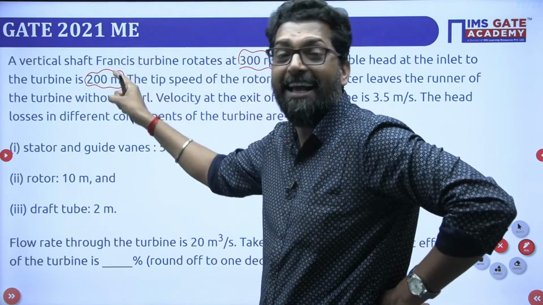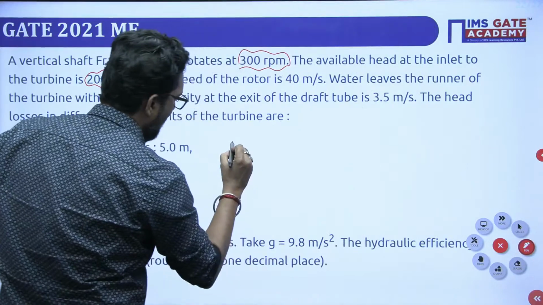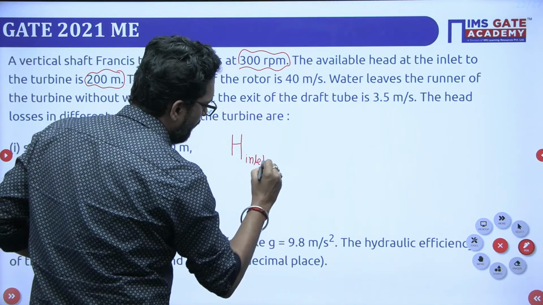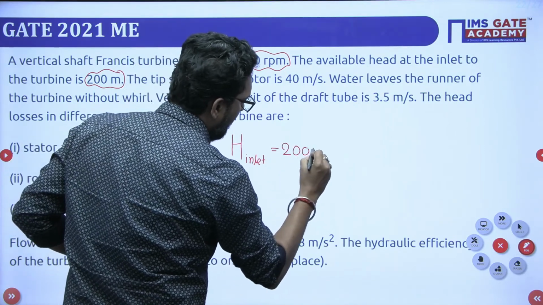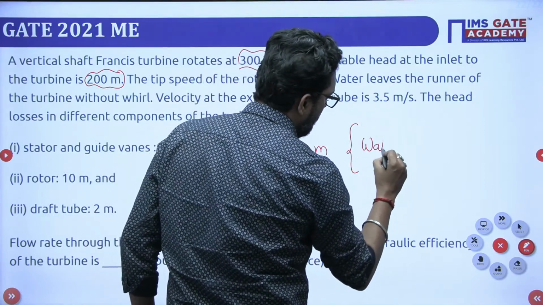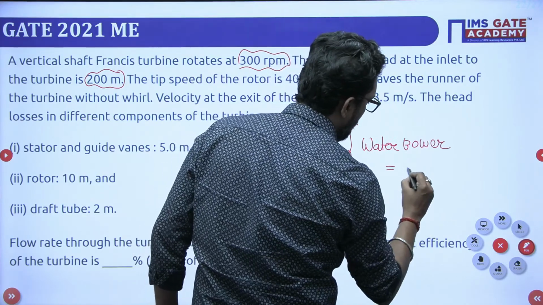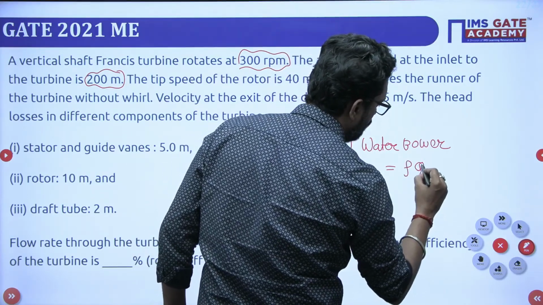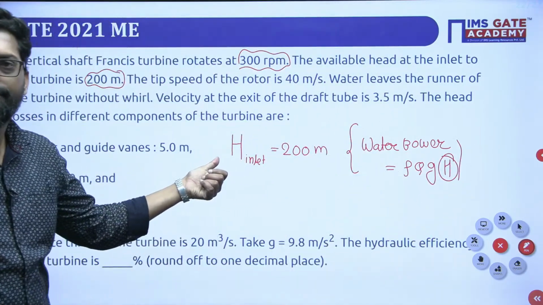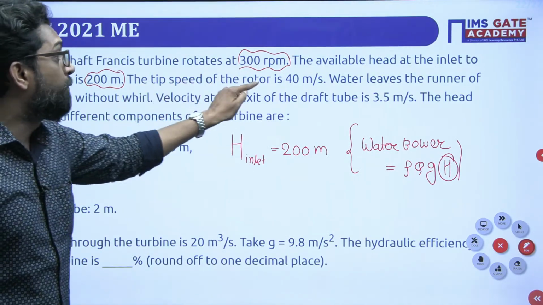So what is the head available at the inlet of the turbine? This is given. So H available at inlet is given as 200. And my dear, this head available at inlet we also have to call water power. In the case of water power, what is the water power? Rho Q g H. So this H is that one. Clear? Okay.